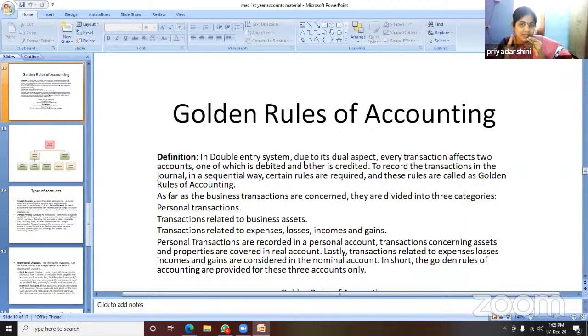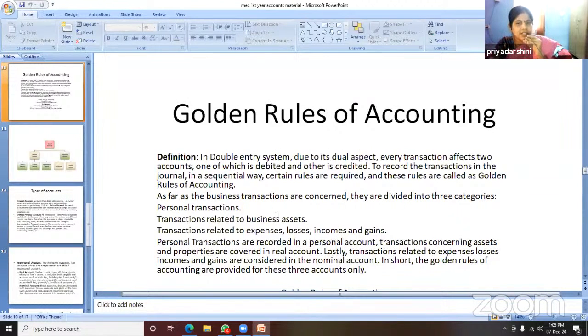Whenever a transaction occurs, it will have two effects, two aspects. One aspect is debited and one aspect is credited. To record the transactions in the journal, we have to learn the golden rules of accounting. In a sequential way, meaning we follow certain rules and procedures: what is to be debited and what is to be credited. Certain rules are required, and these rules are called the golden rules of accounting.